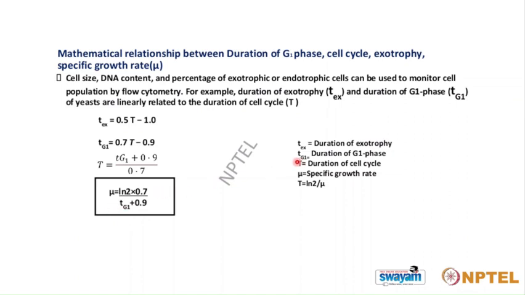If we know the duration of exotrophy and duration of G1 phase, how will we come to know these timings? By flow cytometry. By flow cytometry we will calculate these timings, and with the help of these timings, we can calculate the specific growth rate with this mathematical expression.